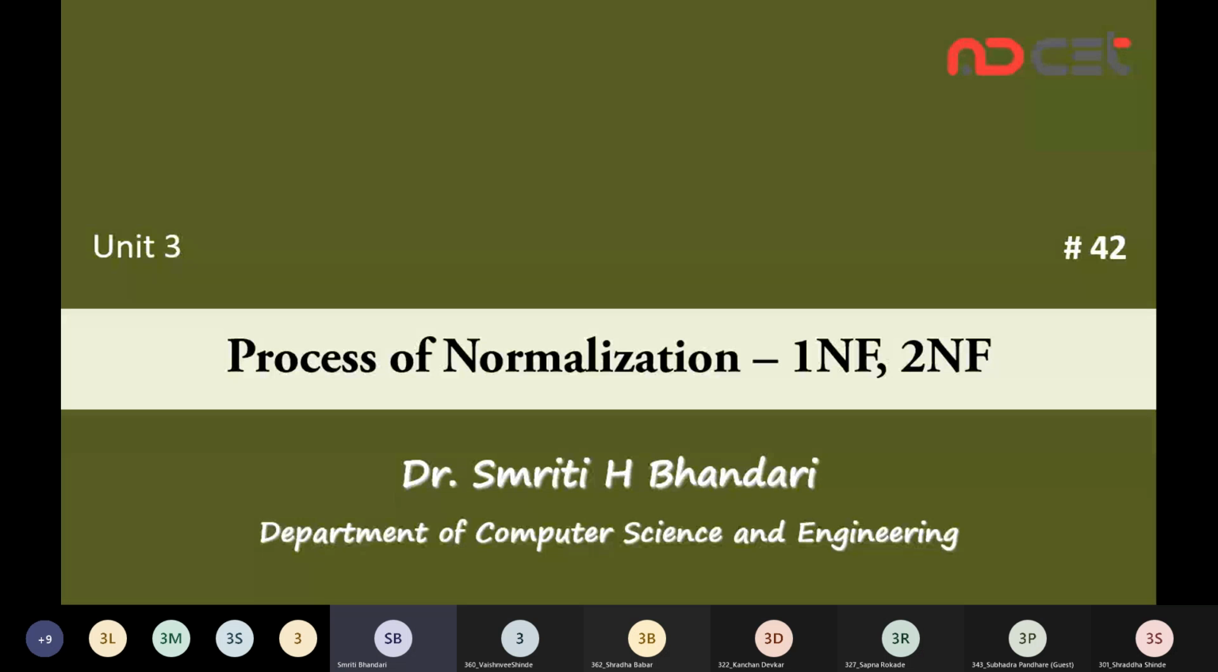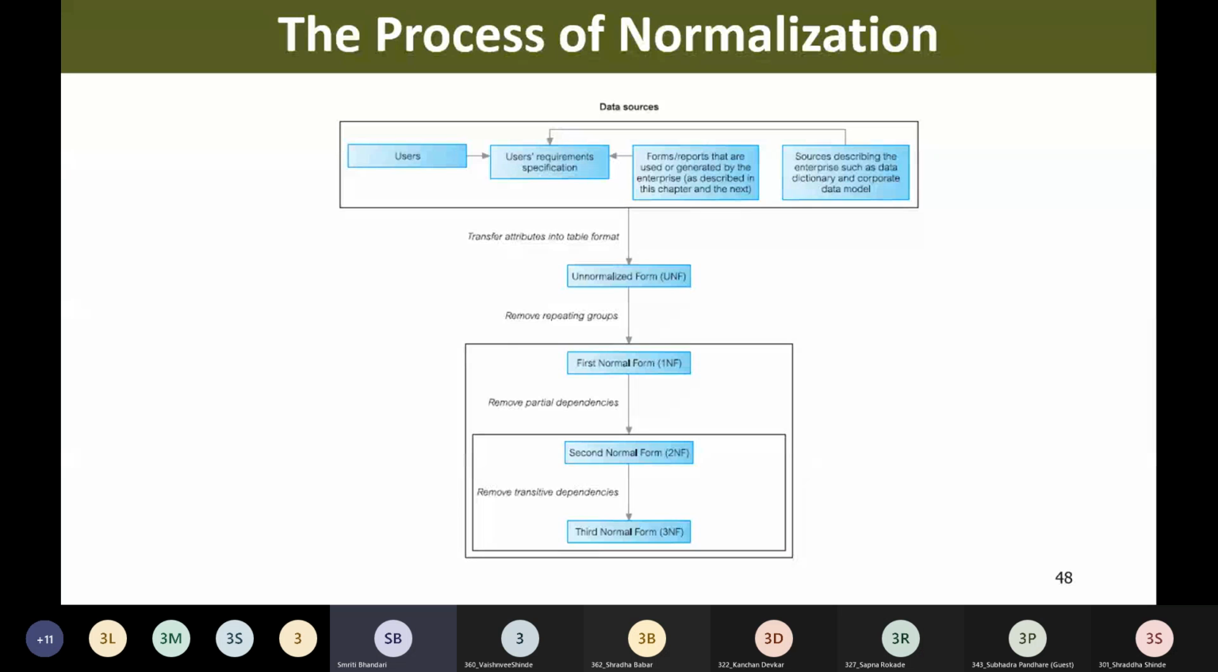So in today's session, we'll be discussing first normal form and second normal form. In the last session, we had a discussion related to the process of normalization. So I hope you must have understood this process. So let me quickly summarize the process of normalization once again.